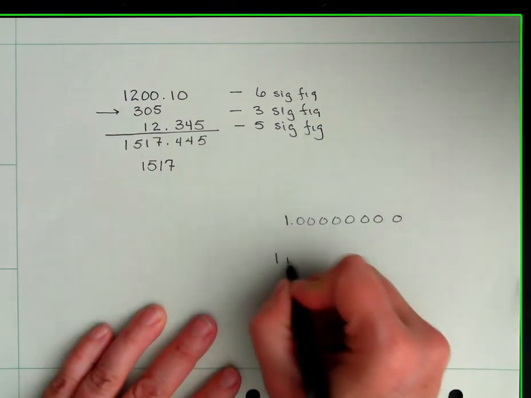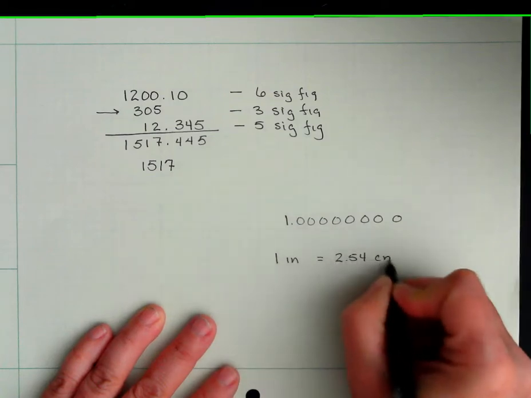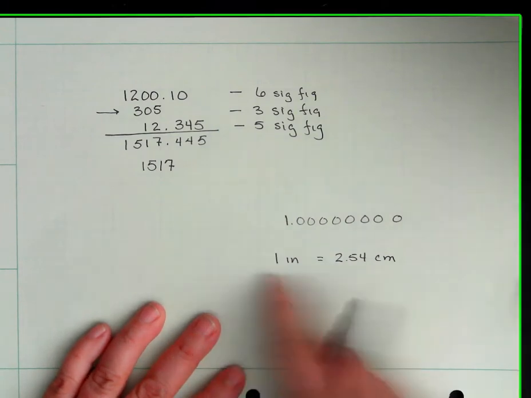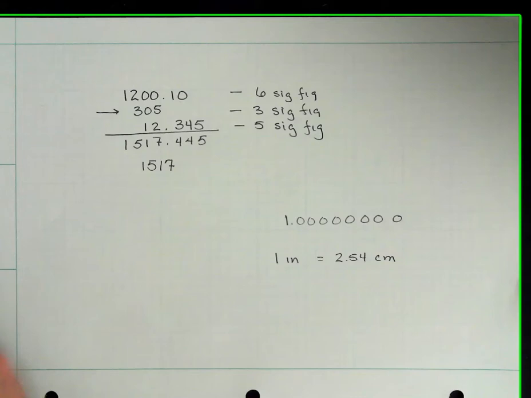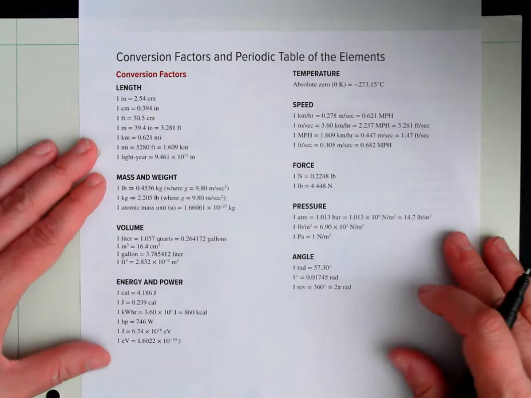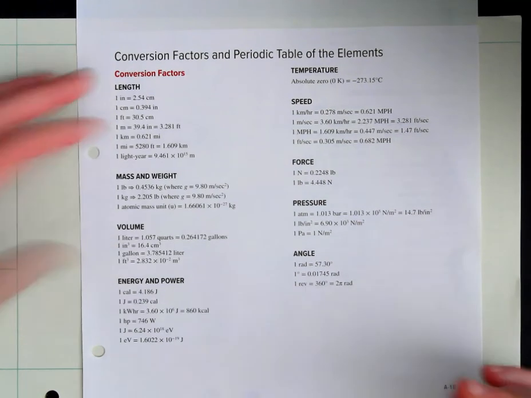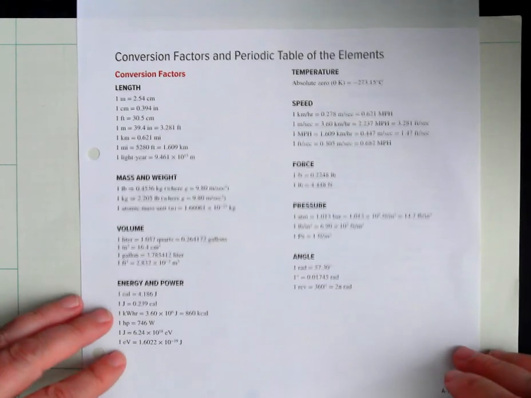So 1 inch is equal to 2.54 centimeters. If I'm going to do a conversion and I'm worried about my significant figures, my conversion factor isn't going to control my number of significant figures. So that's where we have to look at it. When I'm looking at my conversion factor sheets here, I can make the assumption that if they're not giving me a whole lot of significant figures, then I'm going to use my data to drive my significant figures rather than my conversion factor.